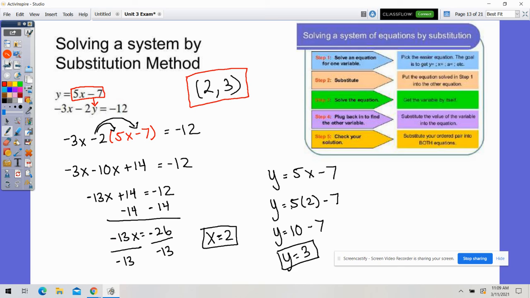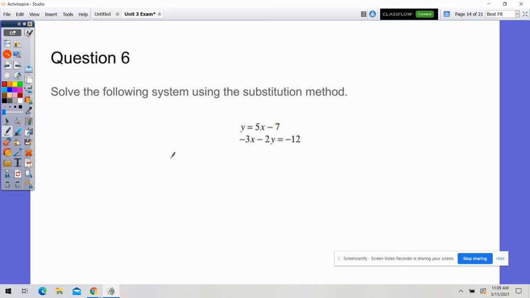Now you're going to try one on your own. Solve the following system using the substitution method. You can go back, make sure you're using the steps, write this down, and try this on your own.